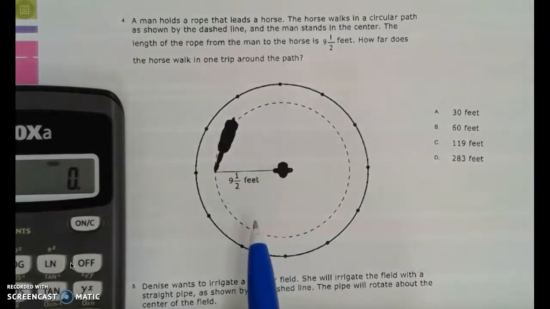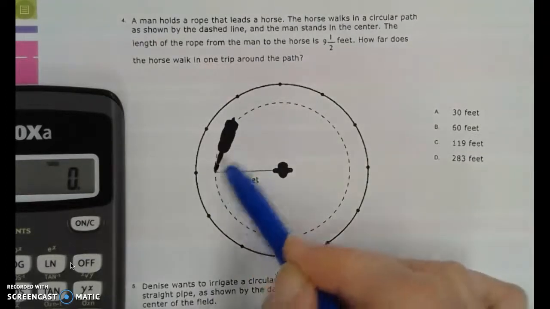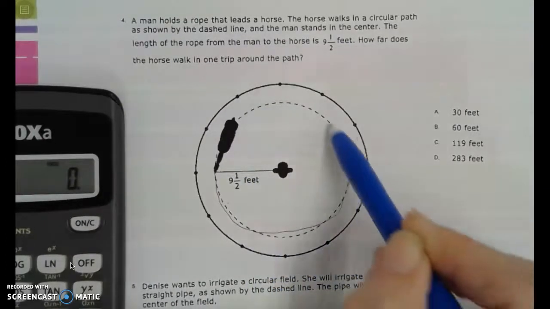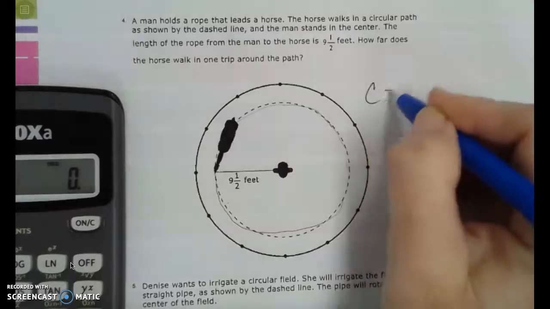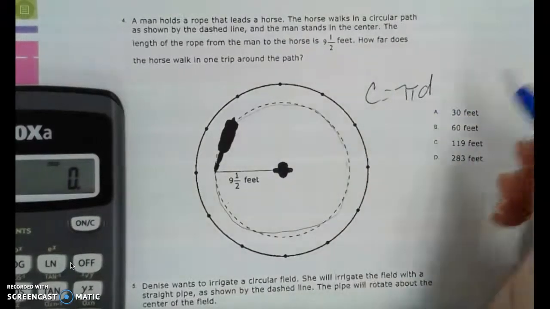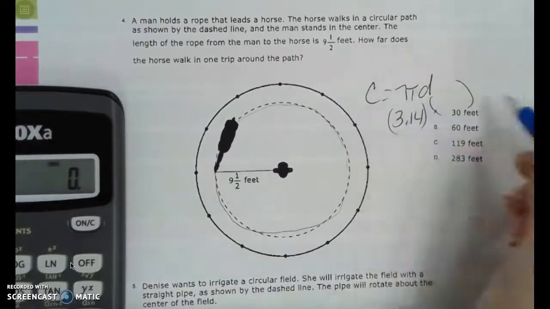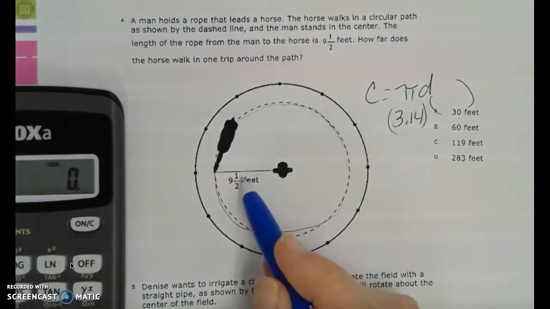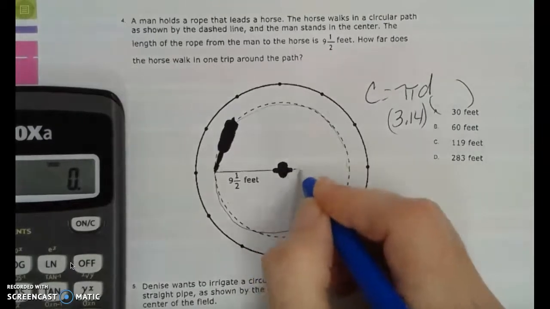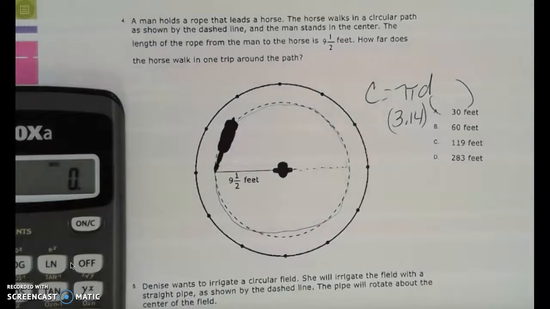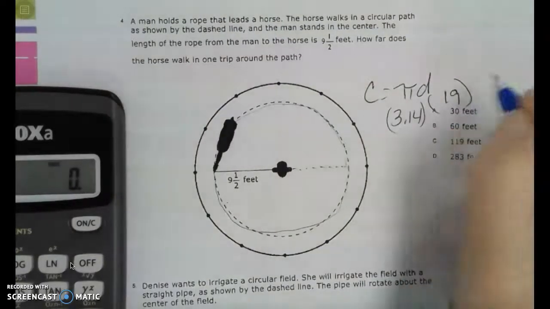And it says, how far does the horse walk in one trip? So what you're doing, which I think that's the head of the horse actually, so it's walking this way. So we're going to do circumference. So circumference equals pi times d. So we've got 3.14. So now we've got to figure out the diameter. Well, if we know that the radius is 9.5, then we know that right over here is another 9.5. So 9.5 and 9.5, we could add those two together, or we could say 9.5 times 2, either one. We're going to get 19.